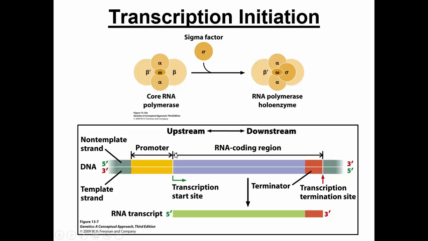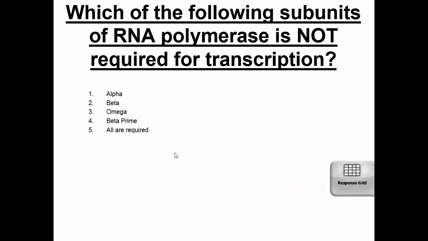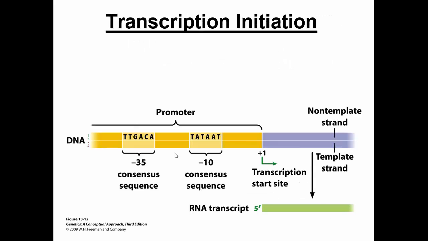If you didn't have the sigma factor, or if it was dysfunctional, you would still transcribe, right? So it's optional, but you would start at the wrong site. So obviously it's an option that you want to have. Okay, good little question to think of: which of these is required, which of them is not? Make sure you can answer a question like that.